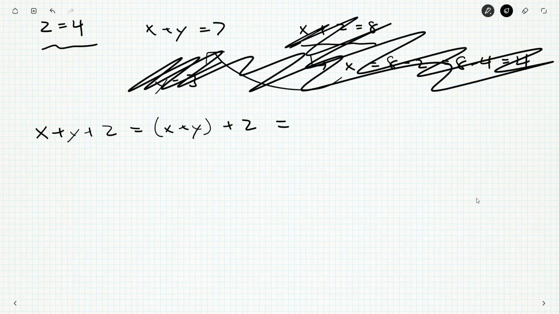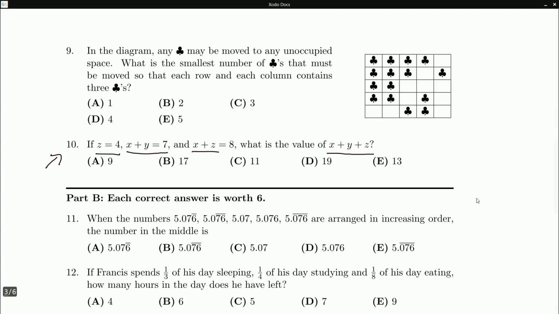Now if they'd asked for something like, what's y plus z, maybe I would have needed a little extra information, and I would have needed to actually work out what x and y are. If you did it that way, that's fine, but if we just group it this way, we've got 7 plus 4. We don't have to worry about y actually being 3. We get our answer of 11, and that's it, and that's an answer of C.